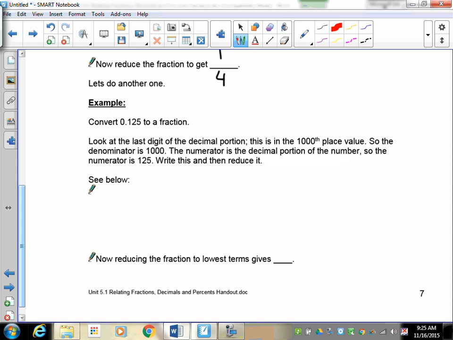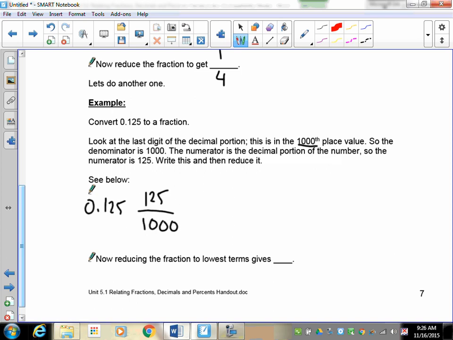Converting 0.125 to a fraction, you look at the last digit. In this case, the 5 is in the thousandths place. That means my denominator is going to be 1,000, and the numerator is the decimal portion, so that's 125. So write this and reduce it. So I'm going to be expecting 0.125 to become 125 over 1,000.